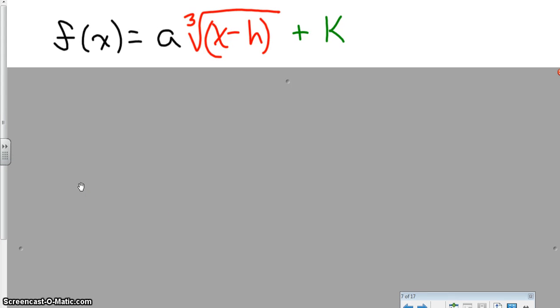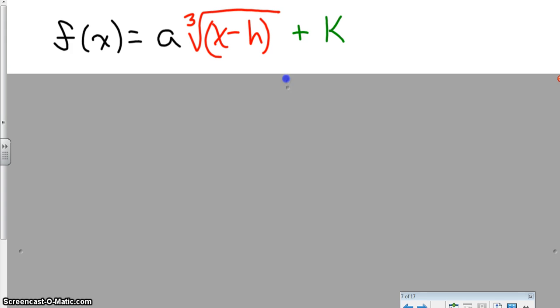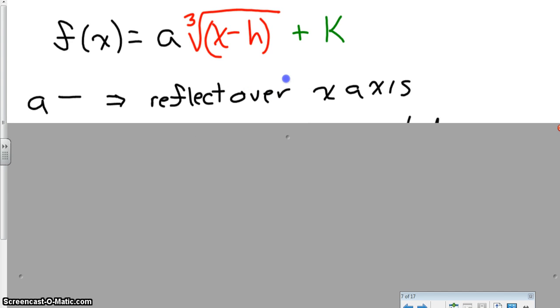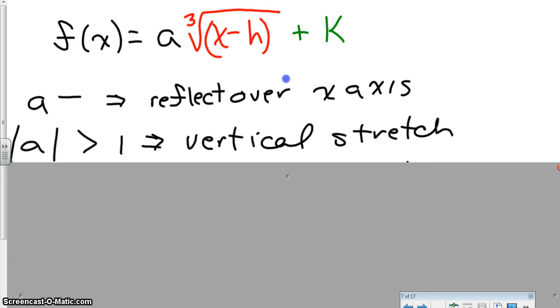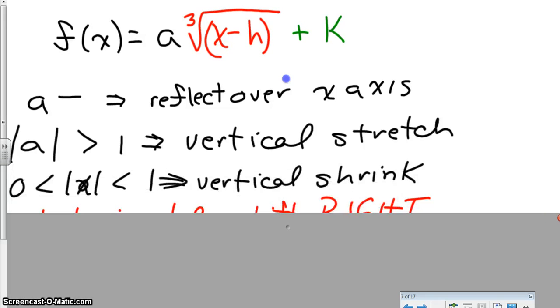So, in your important notes, notice that we now have the function f of x is equal to a times the cube root of the radicand x minus h, and all of that has a plus k. Notice that the plus k is not inside the radicand. I'll bet you already know what you're going to have to write here, but just in case you've forgotten, a negative a reflects over the x-axis. Absolute value of a greater than 1, vertical stretch towards the, that's right, y-axis.